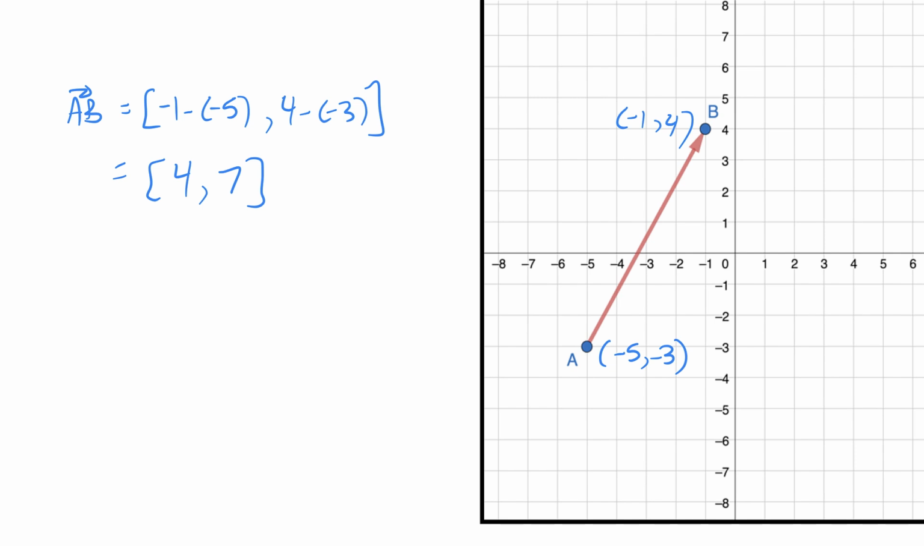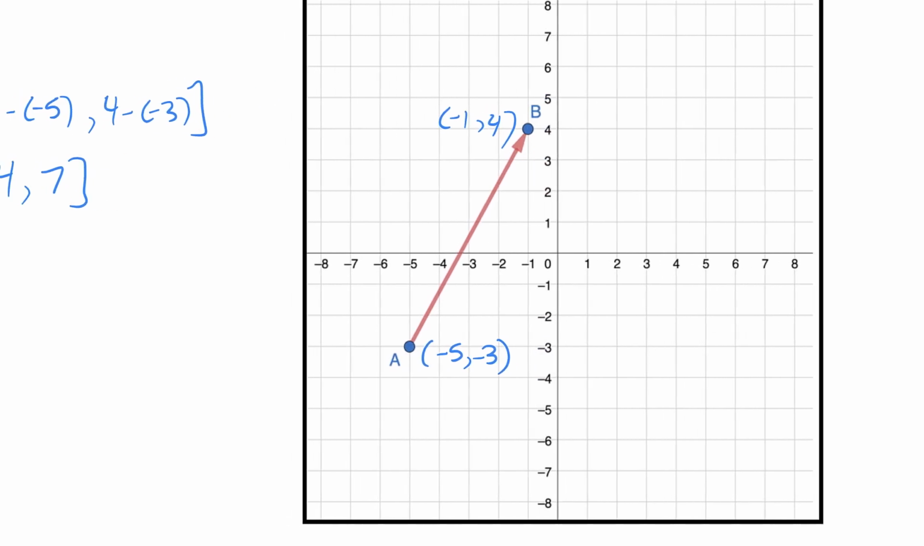Now I need to draw this vector in standard position. That means translate it so its tail is at the origin, and I know if I translated it so its tail is at the origin, its tip would be at 4, 7. So let me plot a point at 4, 7, and let me draw a vector that goes from the origin to that point. And that is vector AB.